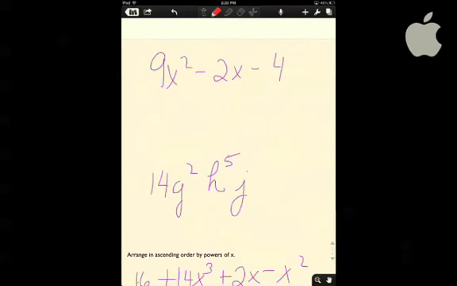Let's practice finding the degrees of these polynomials.